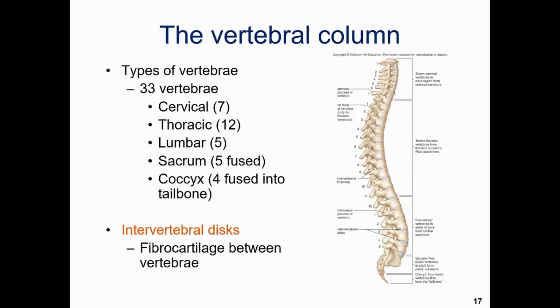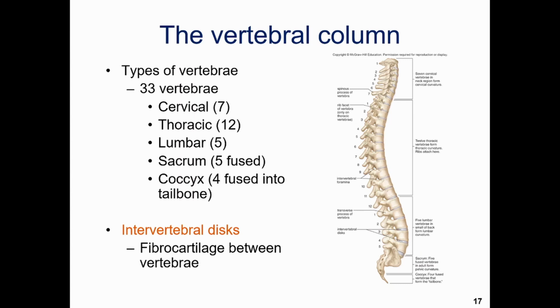As we make our way down from the skull, we get to the vertebral column. And in your vertebral column, in your neck and your back, you have 33 vertebrae. And we can break those vertebrae into different regions. Cervical, which will be found in the neck. Thoracic, which will be found in the chest. Lumbar, which will be found in the lower back. And then the sacrum and the coccyx, which will form part of your pelvic girdle.